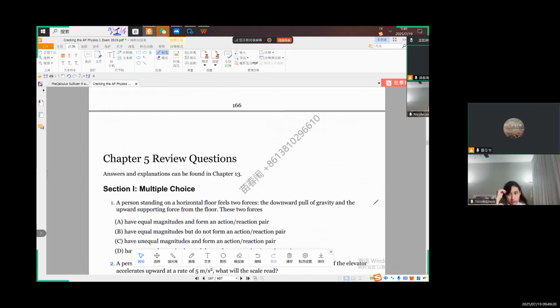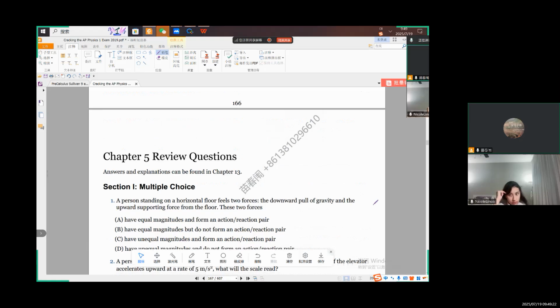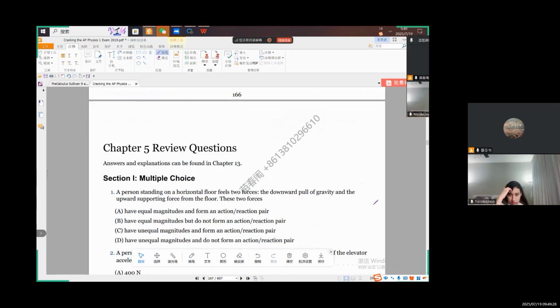Question 1 maybe. I think A. Have equal magnitude and form an action and reaction pair. So a person standing on a horizontal plane feels two forces: downward gravity and the upward supporting force.